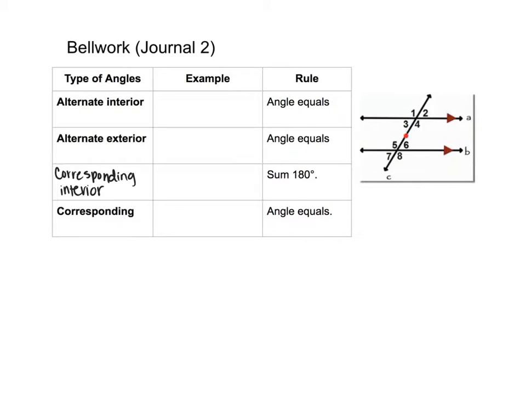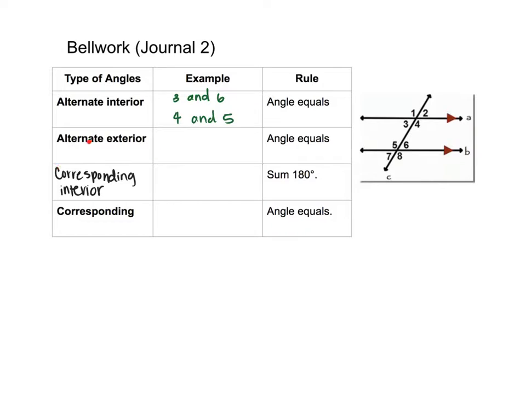So 3 and 6 are alternate interior angles. So I'm going to write that down, 3 and 6, as well as 4 and 5 are alternate interior angles. And what that means is that whenever you have alternate interior angles, the angles are equal to each other.